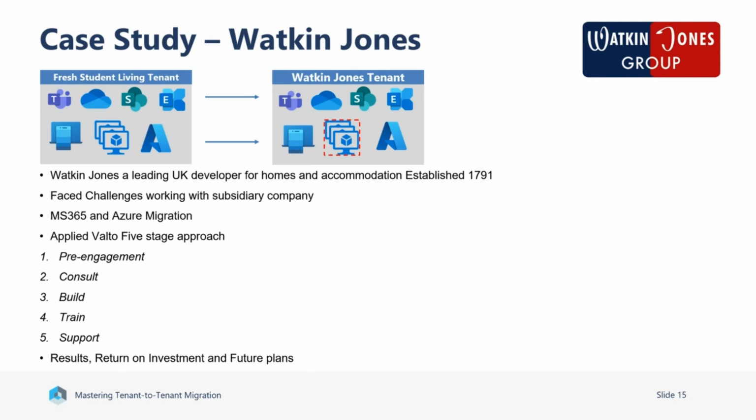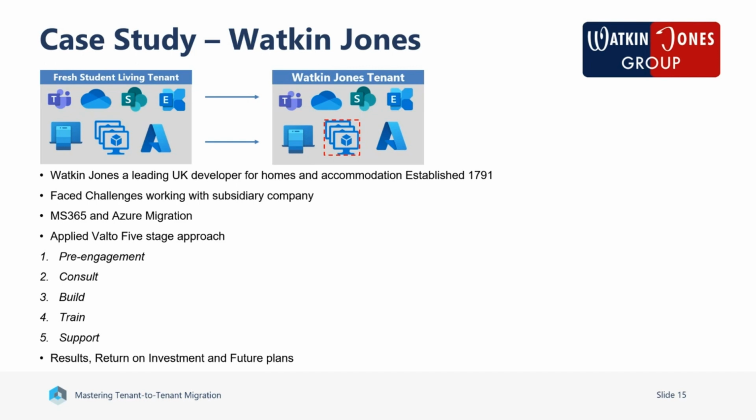Okay, so next we've actually got a case study of a tenant migration that we performed for a customer, Watkin Jones Group. So Watkin Jones, they're a leading UK developer of homes and affordable properties and co-living. They were established in 1791, so they've got over 200 years of experience. They actually established a sister company called Fresh Student Living in 2010, and by 2015, they had also produced over 28,000 beds across 88 sites for student accommodation here in the UK. So quite a large establishment.